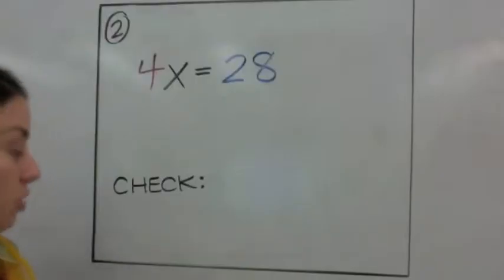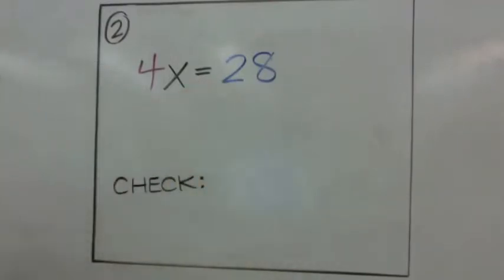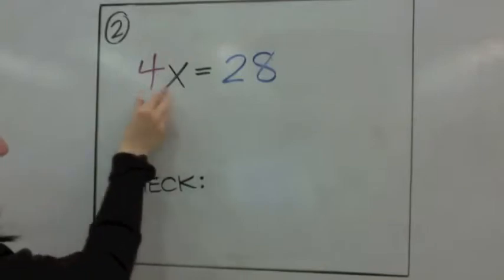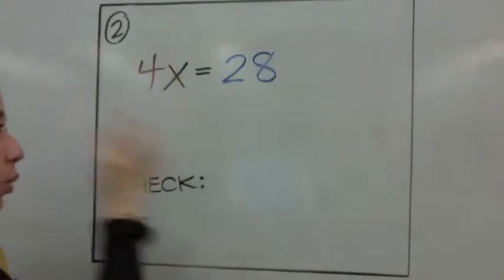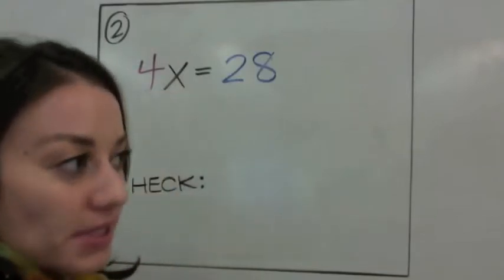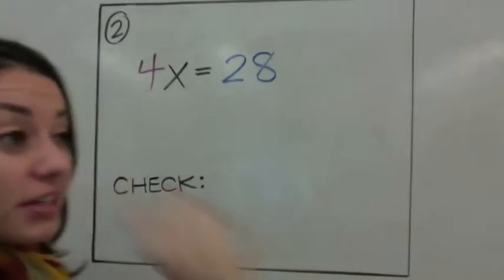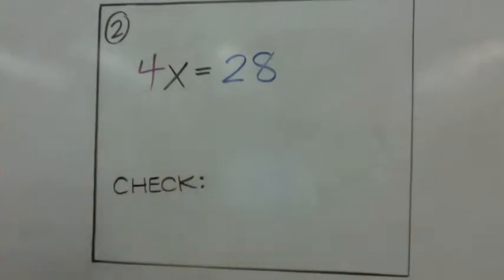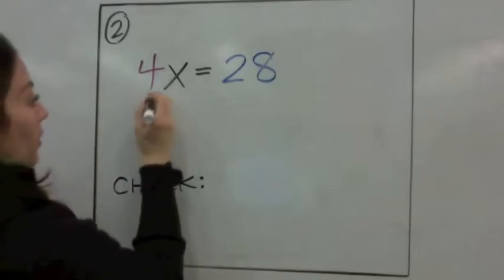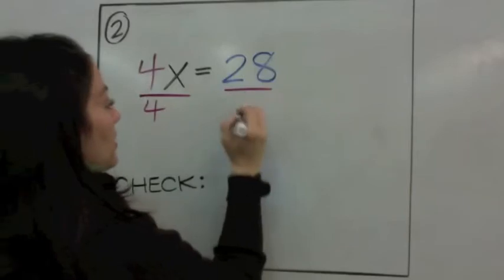Okay, read example 2 with me. It says 4x equals 28. Okay, so we have Mr. 4 and Miss X. They're married. But now we want to get X by itself. So what is the opposite of being married? What do you have to do to get single? You have to get divorced. So you divide both sides by Mr. 4. Divide both sides by 4 to get X by itself.